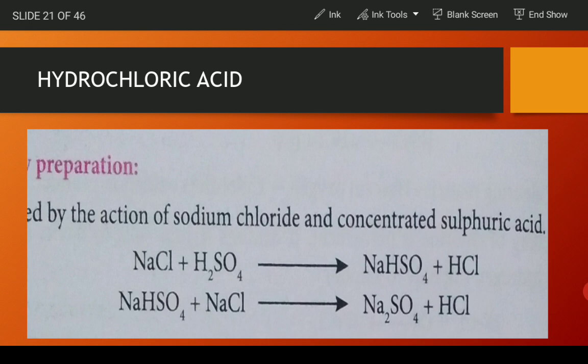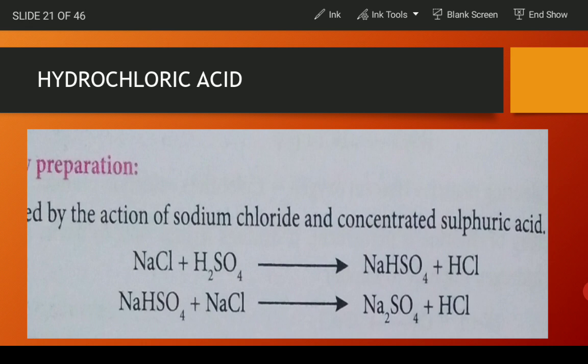Laboratory preparation. It is prepared by the action of sodium chloride and concentrated sulfuric acid. Equation: NaCl, sodium chloride, plus concentrated sulfuric acid, H2SO4, gives NaHSO4, sodium bisulfate, plus HCl. And then this sodium bisulfate plus once again NaCl gives Na2SO4 plus HCl. So in all these cases we can prepare hydrogen chloride.